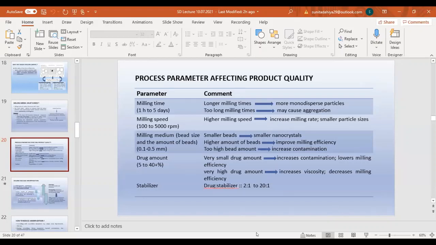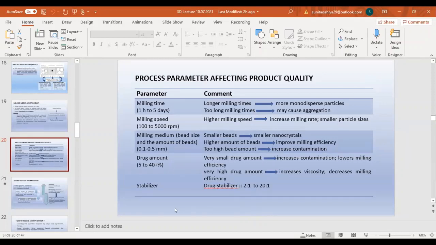So when you use a higher milling speed, it will increase the milling rate and you will achieve smaller particle sizes. At the same time, the milling medium, that is the size of the beads and the amount of beads, is also important. How many beads should be placed in the chamber for a single particle size reduction operation of one batch, right? Smaller beads give better particle size, so you will get smaller nanocrystals. A higher amount of beads improves the milling efficiency. Too high a bead amount should be avoided because it may increase the contamination.